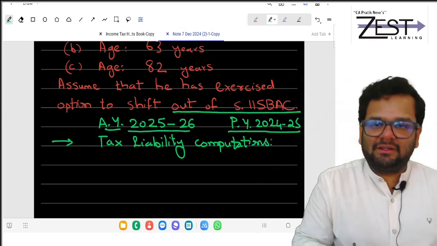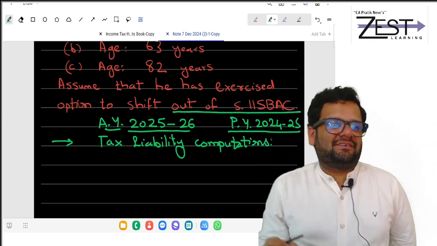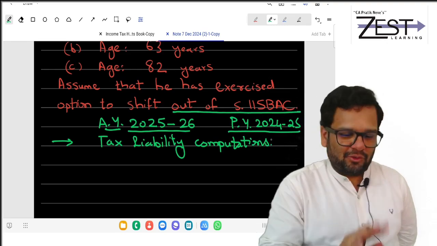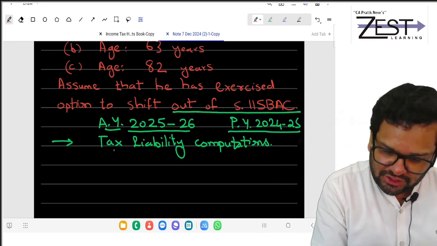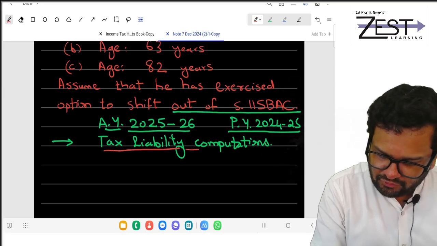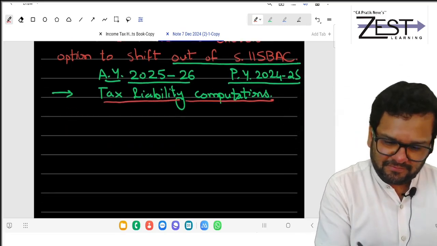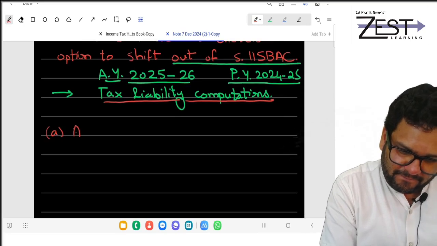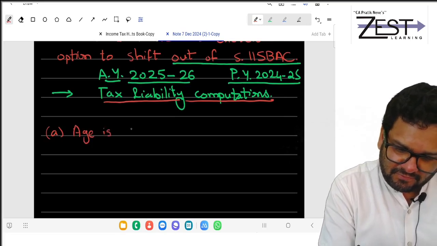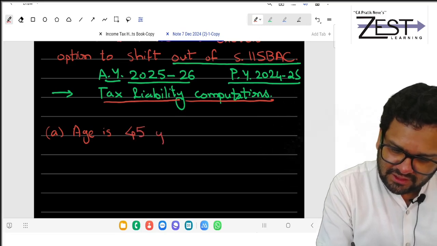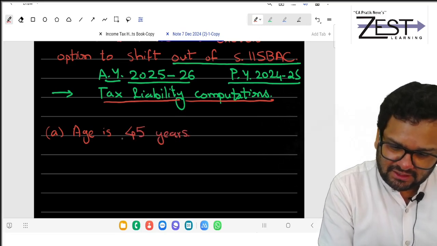So that I will not write again what I am doing: I am calculating tax, in 3 situations. First situation, what is the first situation? Age is 45 years. Yes, very good. It falls in others, correct.